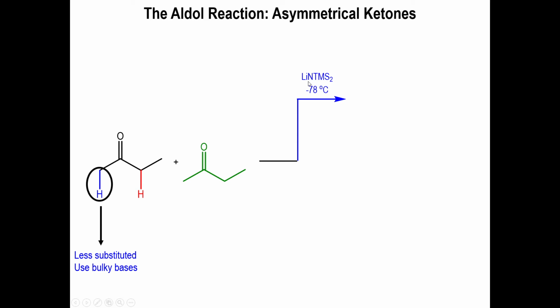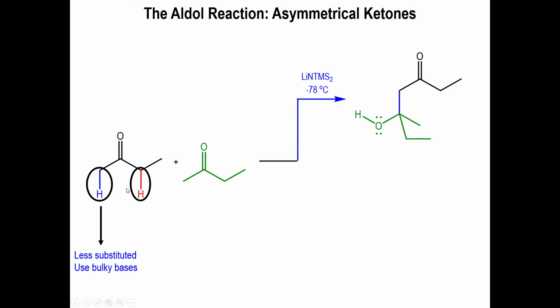So lithium hexamethyl disilazide will be a good choice, especially if you cool it down. And I would tell you right out, yes, you do want to cool this down. That will allow you to deprotonate the less substituted hydrogen and lead to the corresponding enolate. And then that will lead you to the product that we already derived in the previous slides.